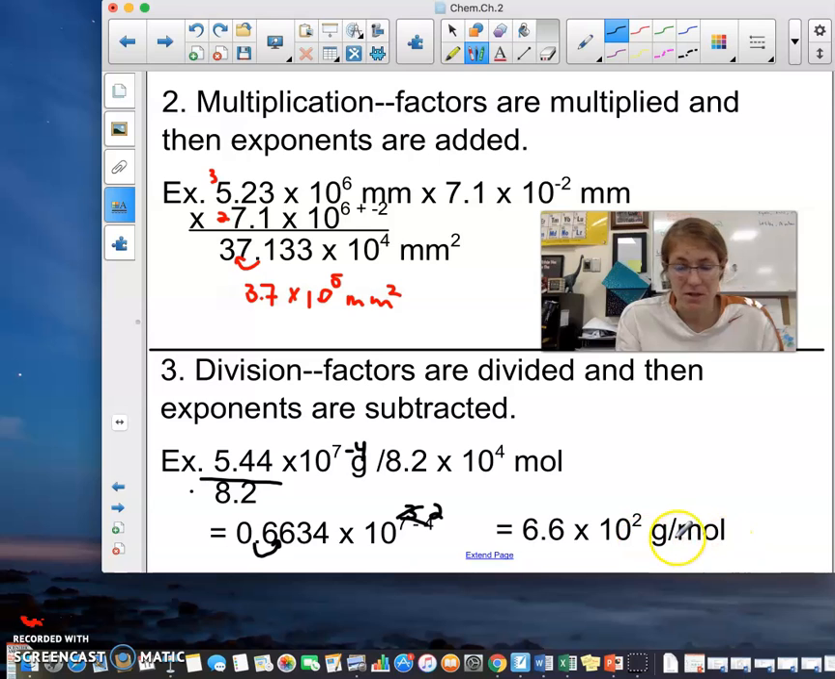This is a derived unit. The units don't cancel out. You've got to keep them. Hopefully this is kind of making sense.